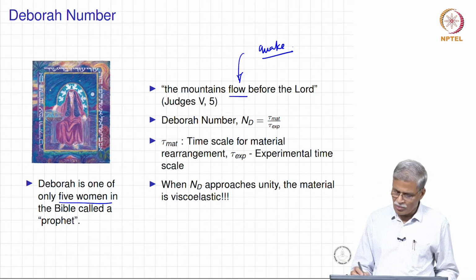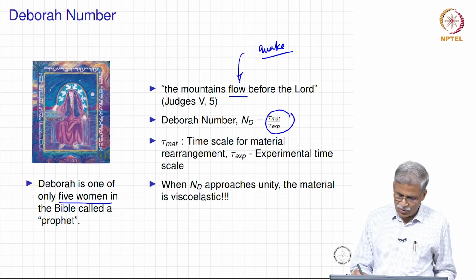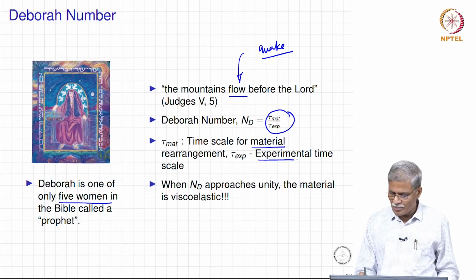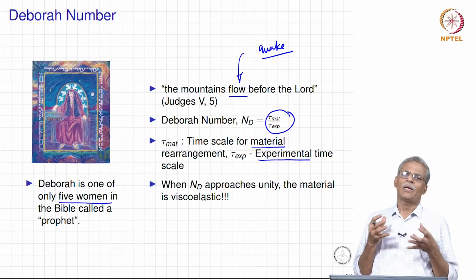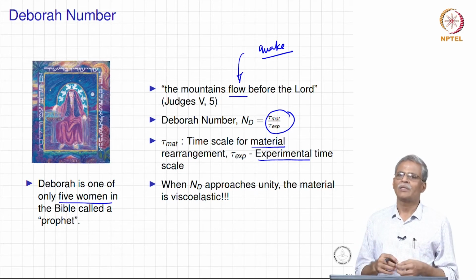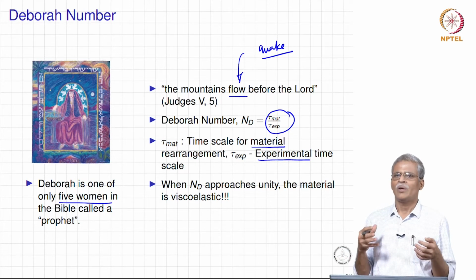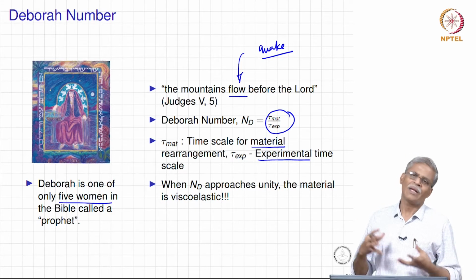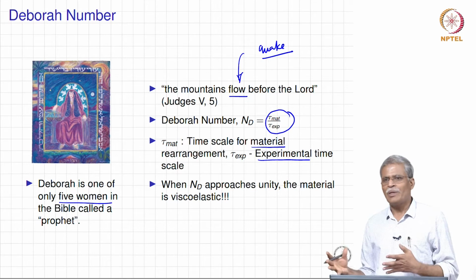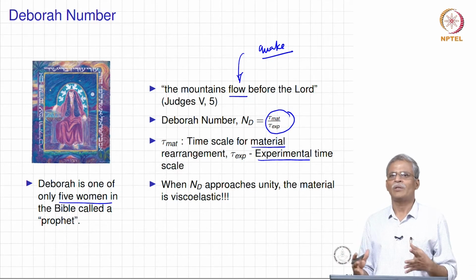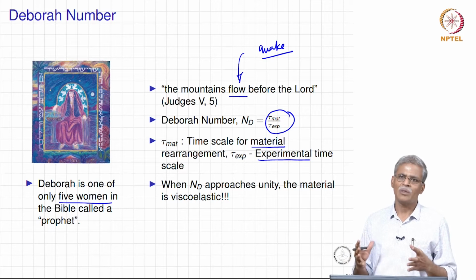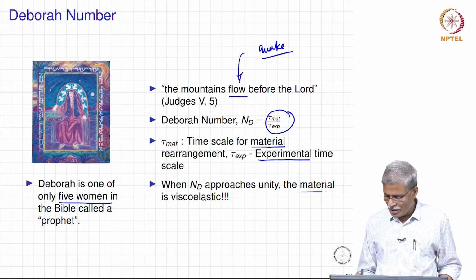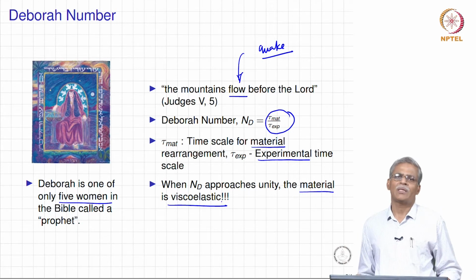So, this Deborah number is taken as the ratio of the time scale for material rearrangement to the experimental time scale. So, that means you are taking a material, you do not know what that material is, and you are trying to do an experiment. There is going to be some time before the material can completely respond and reach a steady state. If your experimental time scale and the time required for the material to reach a steady state response are identical, then it essentially means that the material shows what is really called a viscoelastic response.